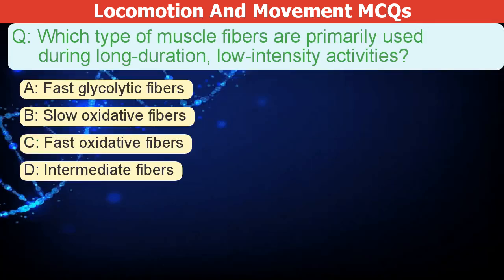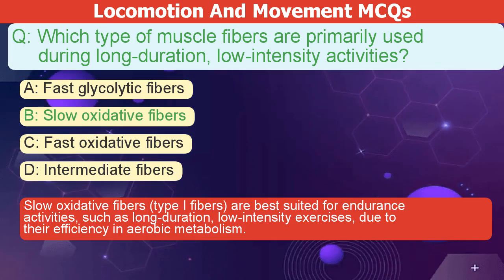Which type of muscle fibers are primarily used during long duration, low intensity activities? A. Fast glycolytic fibers. B. Slow oxidative fibers. C. Fast oxidative fibers. D. Intermediate fibers. The correct answer is B. Slow oxidative fibers, type I fibers, are best suited for endurance activities, such as long duration, low intensity exercises, due to their efficiency in aerobic metabolism.